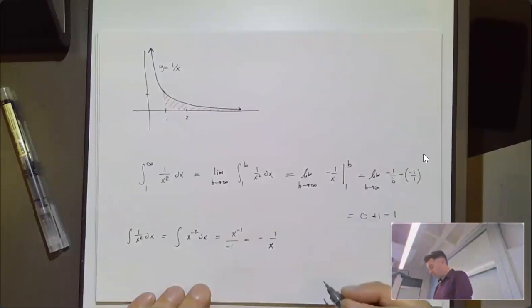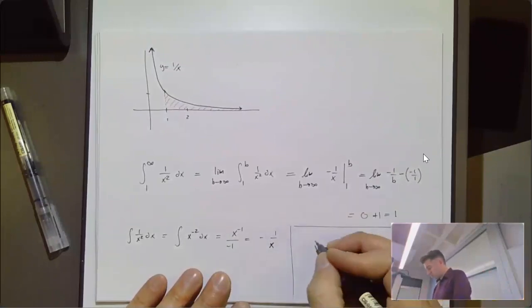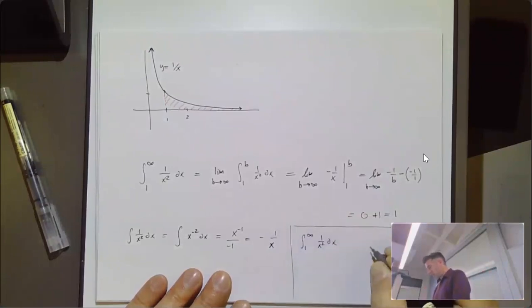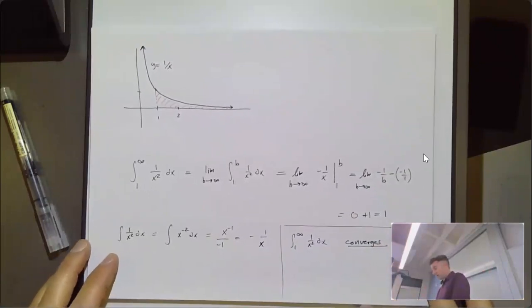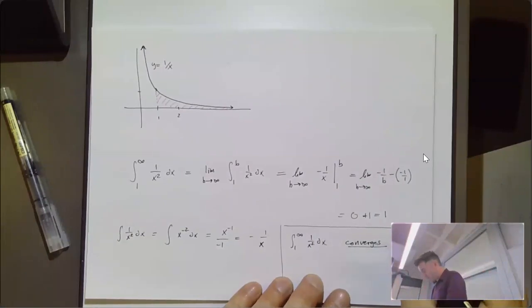So this integral from 1 to infinity of 1 over x squared dx, we would say converges. And when something converges, we usually like to say what it converges to. It converges to 1.